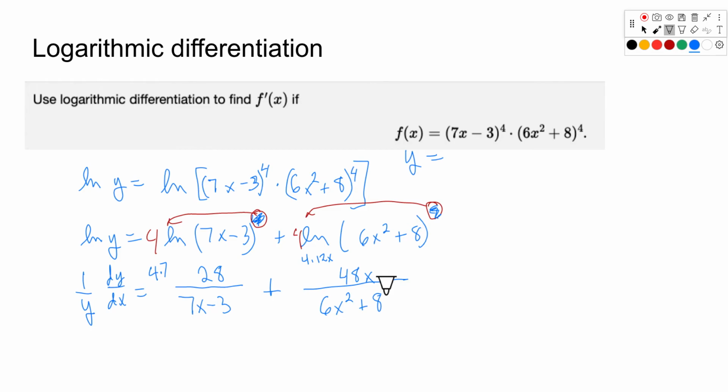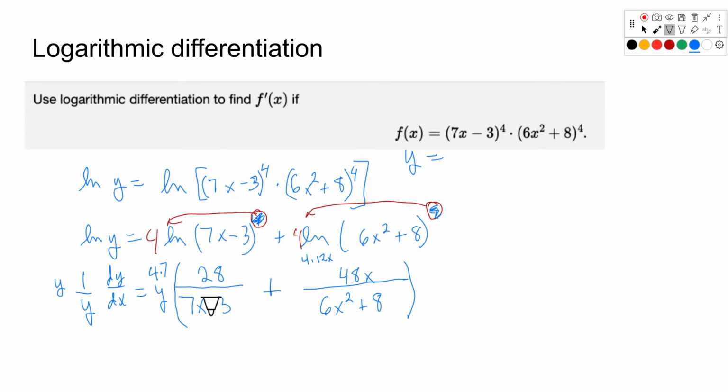Now we're almost done. All we have to do is solve for dy dx, because that's really what the derivative is. And so we just multiply both sides by y. Put a parentheses here and here. And so dy dx, or the derivative of the function, is equal to this, but that's kind of weird to show a derivative that has both an x and a y. I mean, not too weird, because we've done it before.